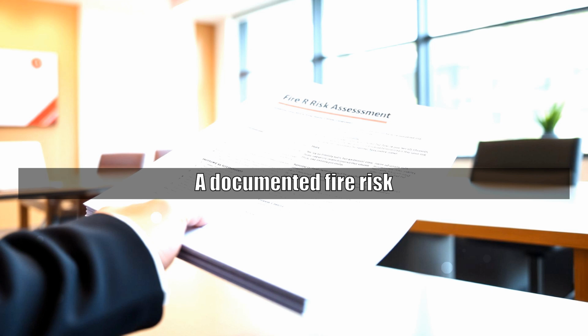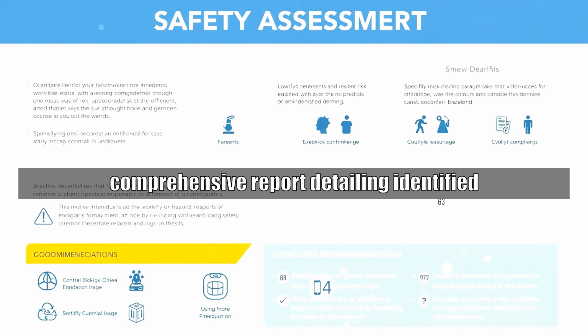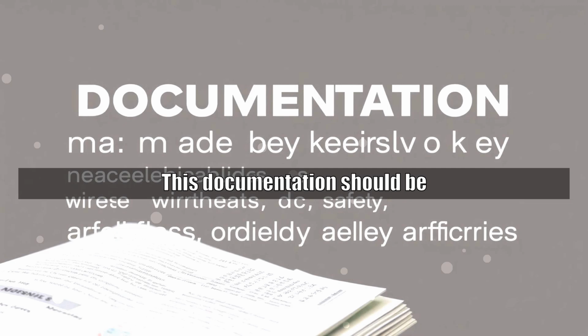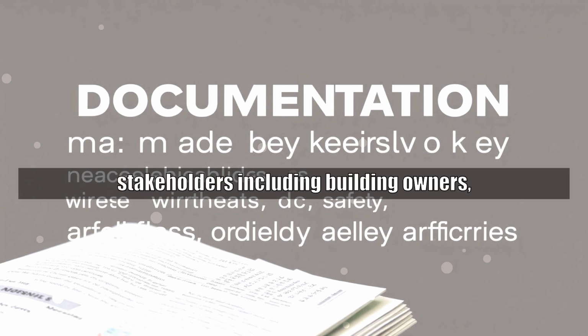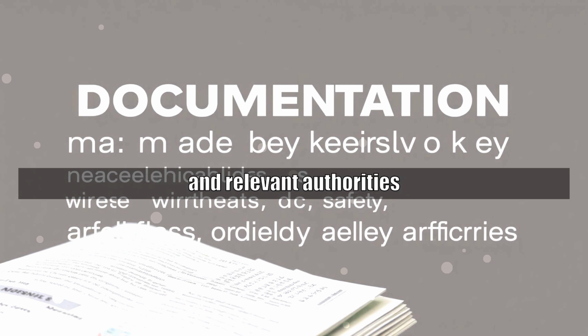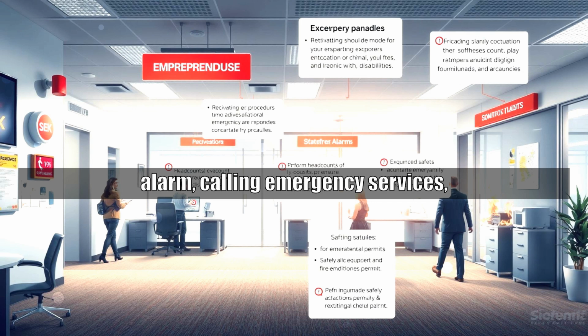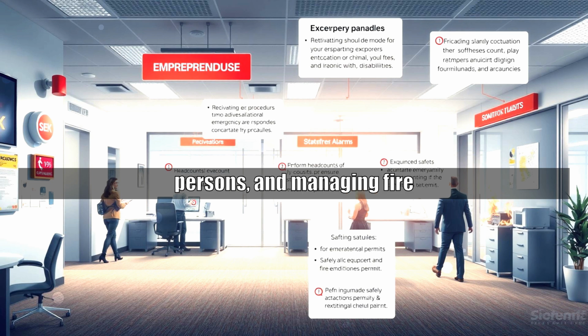A documented fire risk assessment is not just a legal requirement in many jurisdictions, but a critical communication tool. It must include a comprehensive report detailing identified hazards, people at risk, risk evaluation, control measures in place, and recommendations for improvement. This documentation should be easy to understand and made available to key stakeholders including building owners, fire wardens, safety officers, and relevant authorities. Emergency plans should include procedures for raising the alarm, calling emergency services, evacuating safely, accounting for all individuals, assisting disabled persons, and managing fire extinguishing attempts, if safe to do so.